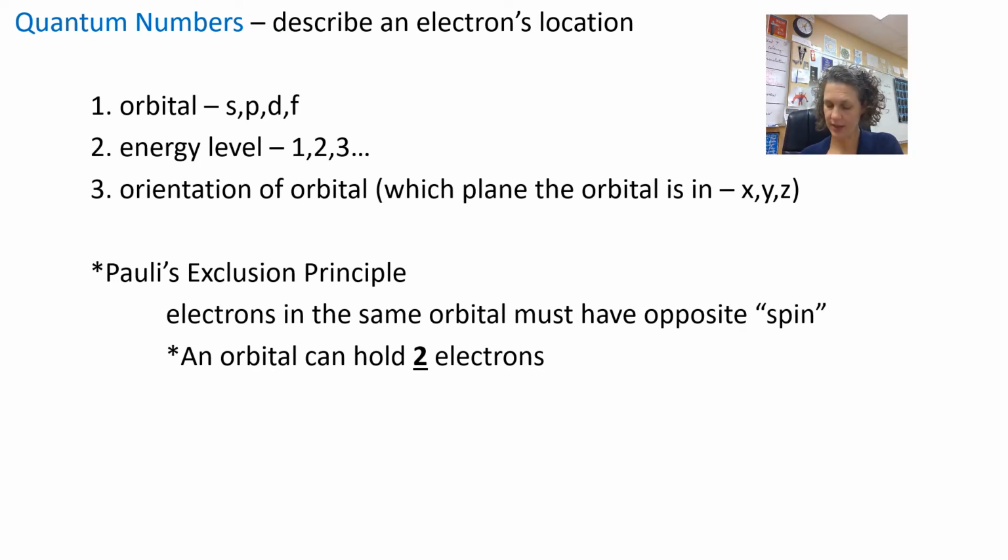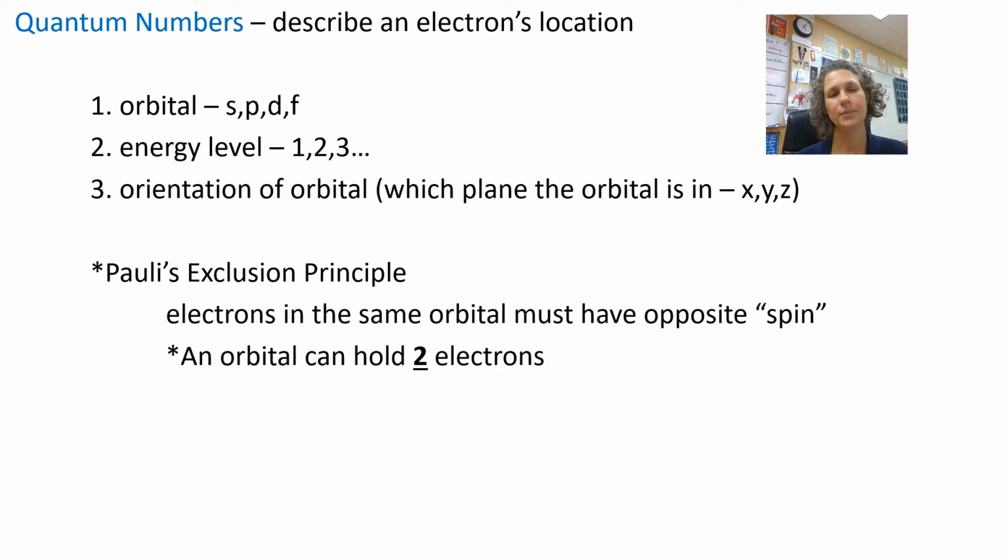Okay, so now our next thing, and this is where it really starts to get more about the atoms and the elements, is the concept of quantum numbers. Quantum numbers are used to tell where an electron is. So they're like the address of the electron. The quantum numbers include the orbital, so is it in an S, P, D, or an F? The energy level, 1, 2, 3, 4.